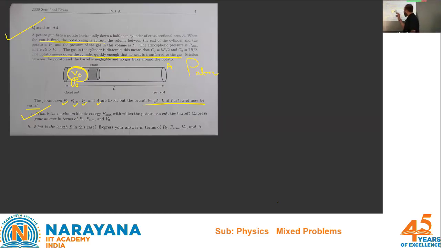Outside pressure is already PATM, and definitely P0 would have been greater than PATM. That is why it is accelerating. जैसे जैसे वो accelerate कर रहा है, volume बढ़ रहा है, pressure decrease हो रहा है, so its speed will keep on increasing till the pressure decreases to PATM, and then it will retard. But the question setter said to find the maximum kinetic energy, so what I technically want is for this potato to exactly reach here, at the instant when the pressure inside becomes exactly PATM. If that is the case, then this is the maximum kinetic energy.